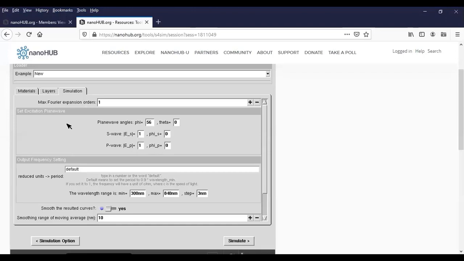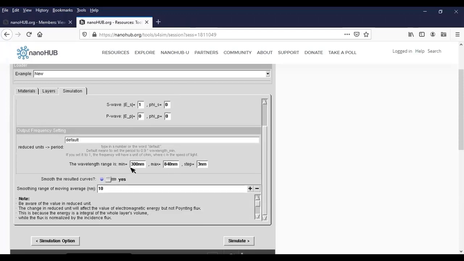Don't get confused. So we first want to calculate the reflection and transmission of S polarization. So we set the amplitude of S polarization to be one, the phase we set to the default value zero, and we don't want any P polarization component, so set it to zero. And then the output frequency setting, the reduced unit period, we leave as the default value. The wavelength range by default is 300 nanometers to 840 nanometers with a step of three. For smooth resulting curve, we choose no. Now let's hit simulate.